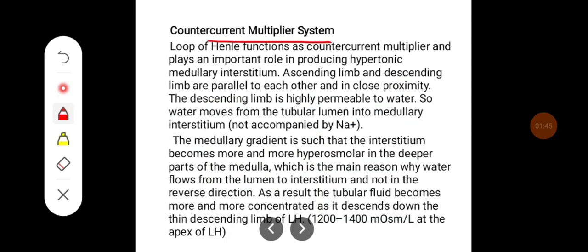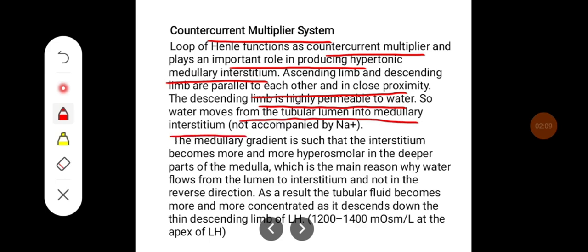Countercurrent multiplier system. The loop of Henle functions as a countercurrent multiplier and plays an important role in producing hypertonic medullary interstitium. The ascending limb and descending limb are parallel to each other and in close proximity. The descending limb is highly permeable to water, so water moves from the tubular lumen into the medullary interstitium, and it is not accompanied by sodium.